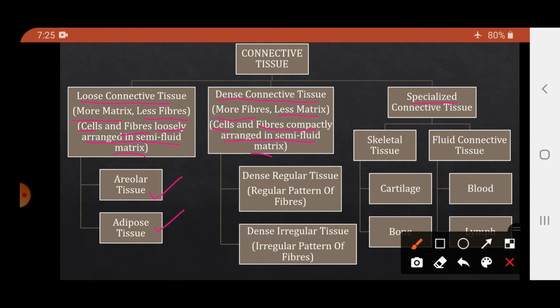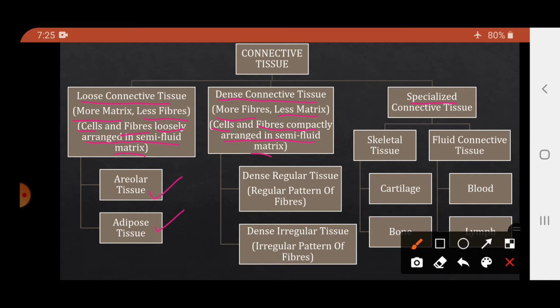Loose connective tissue में क्या था? जो cells and fibers होते थे, they were arranged loosely, whereas in the dense connective tissue, the cells and fibers, they are compactly or tightly arranged in the semi-fluid matrix.